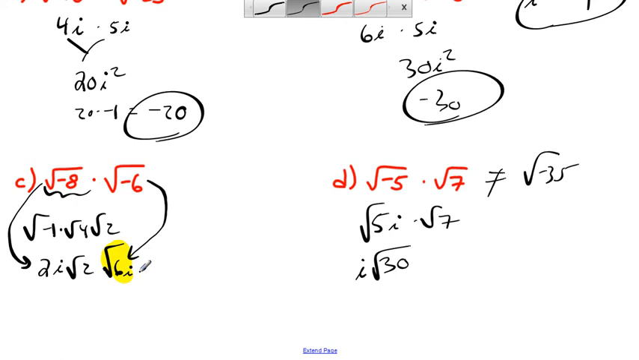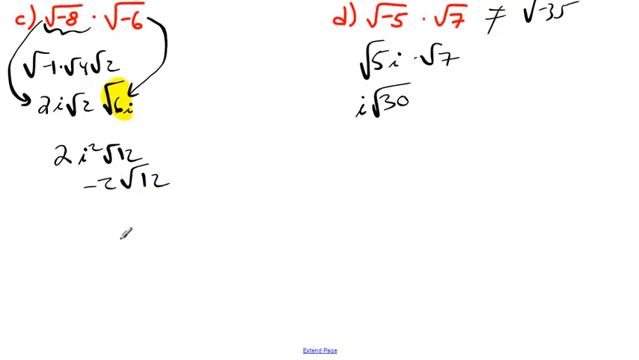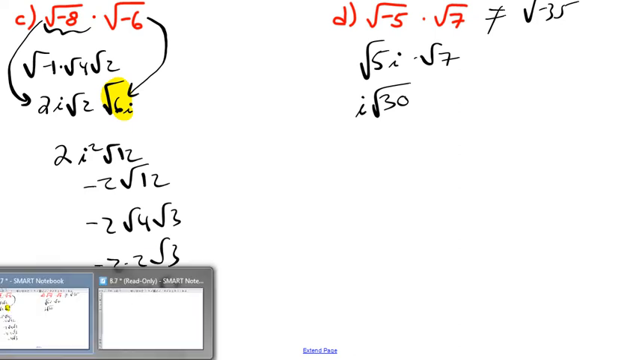So let's see. If I multiply, the 2 is still 2. I multiply i times i, so I get i squared. And then 2 and 6 is going to give us radical 12. Then 2 times i squared is negative 2, so negative 2 radical 12. But we know how to break down radical 12, so let's keep going. That's radical 4 and radical 3. This right here is negative 2 times 2 radical 3. So negative 4 radical 3. And that should be what the answer ought to be.